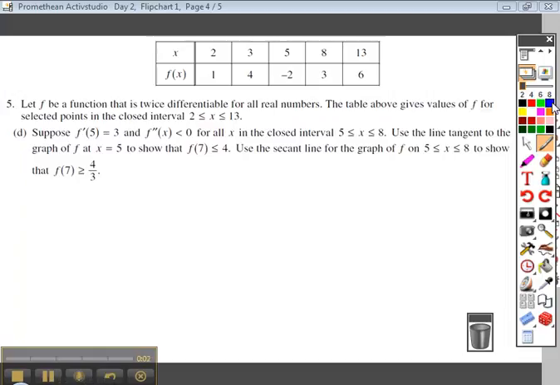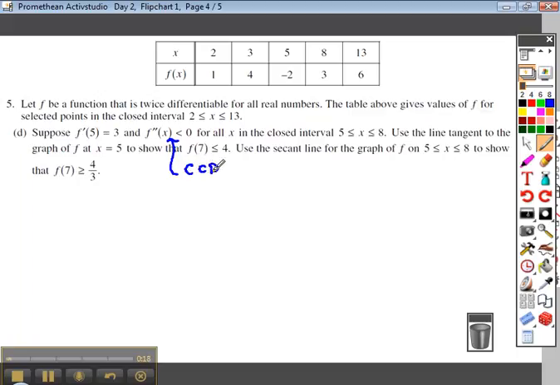Next part is a little tricky, so let's read it carefully. It says, suppose f prime of 5 is 3, and that f double prime of x is less than 0 for all x. So this part just tells me that it's concave down, right? The second derivative is less than 0.